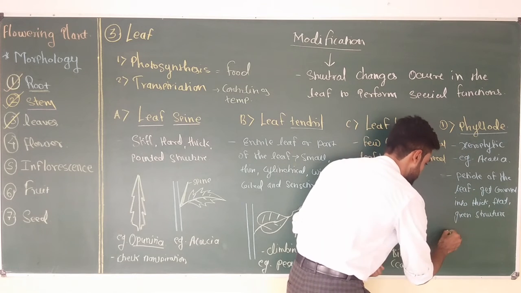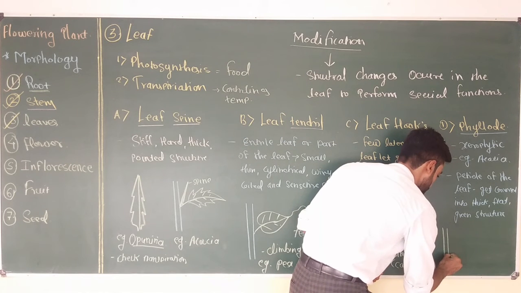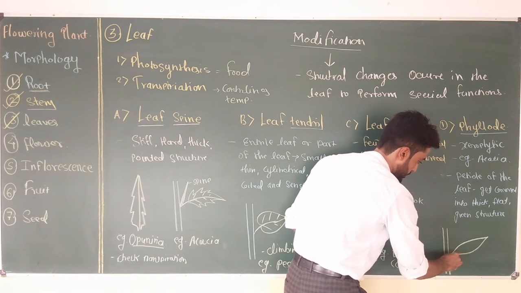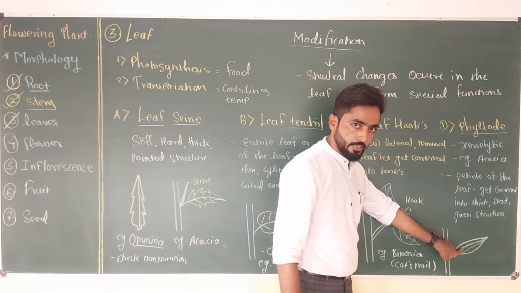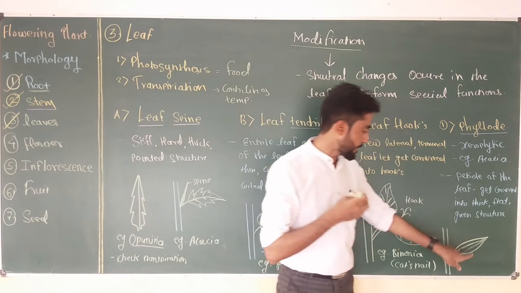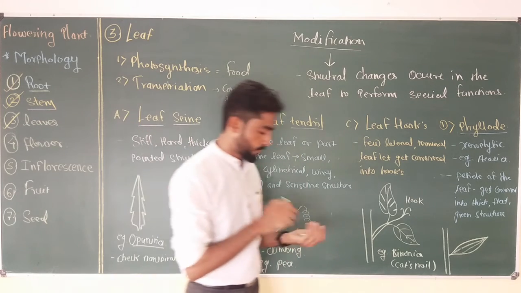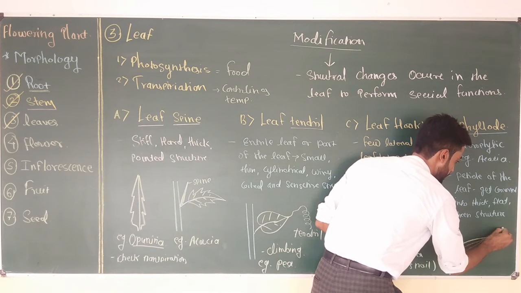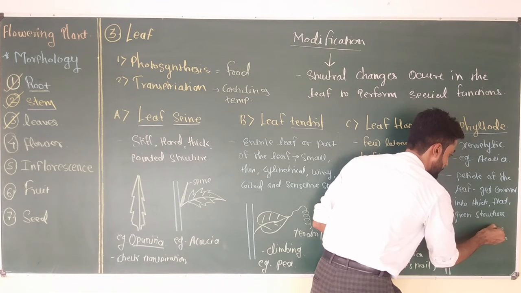Suppose this is the stem of the acacia plant. Now this is the leaf base, and the petiole gets converted into a flat, thick, green colored structure. So actually it is not a leaf, but it is the leaf stem or petiole. Due to the chlorophyll pigment present in this petiole, it can perform photosynthesis and produce food. Now if you observe carefully, you can find a small reduced leaf at the end of this petiole.